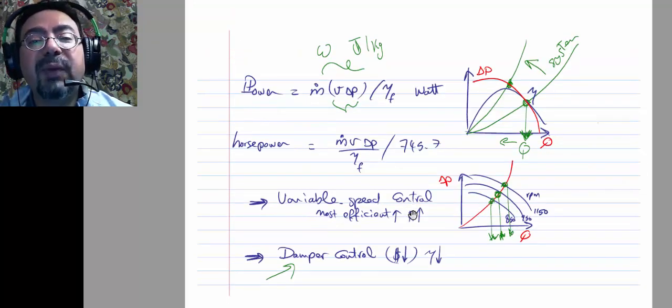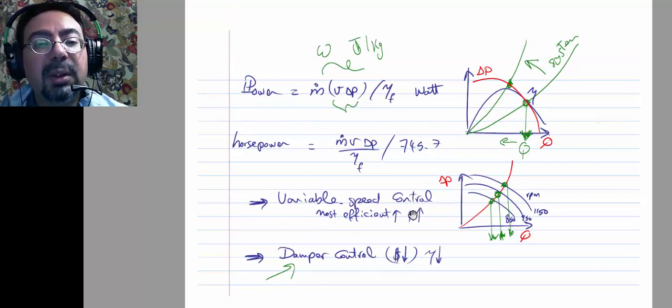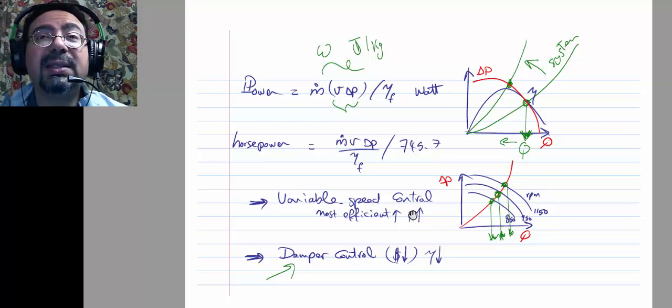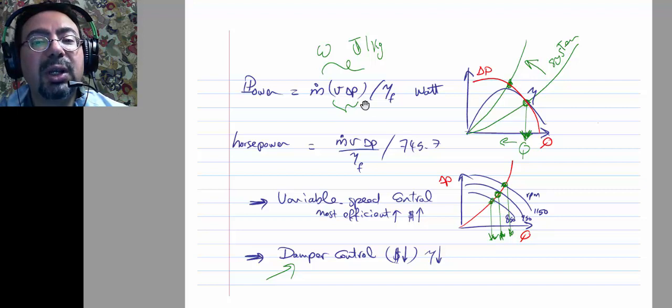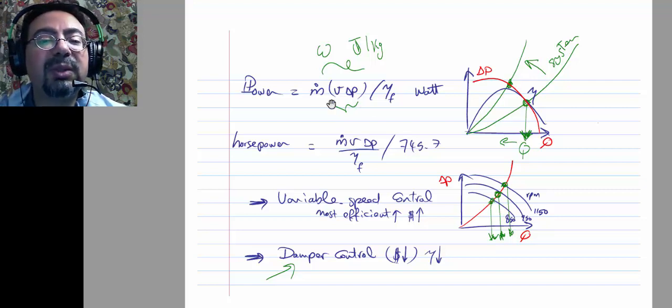How did we calculate the specific work of a pump? It was delta H, right? H2 minus H1, and we approximated the delta H as specific volume multiplied by delta P. Remember that part when we said the internal energy does not change that much? So the delta H becomes almost specific volume multiplied by delta P. So that would be the specific work. So the power per m dot is specific volume multiplied by delta P.